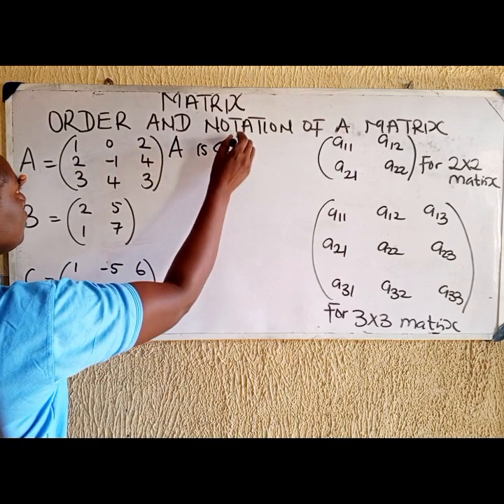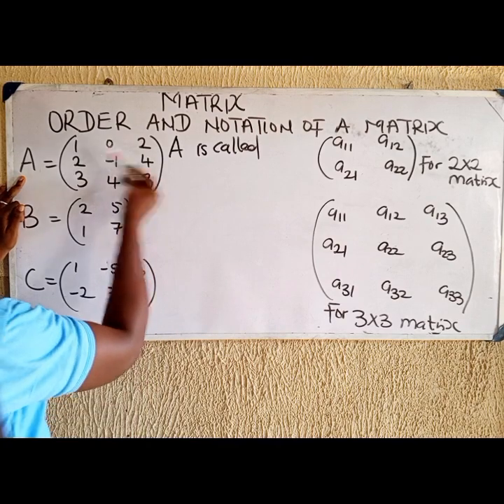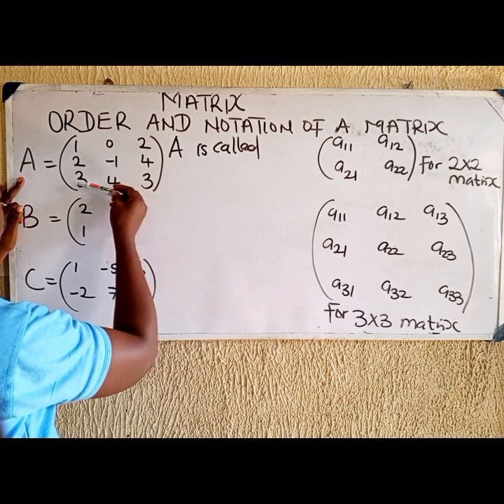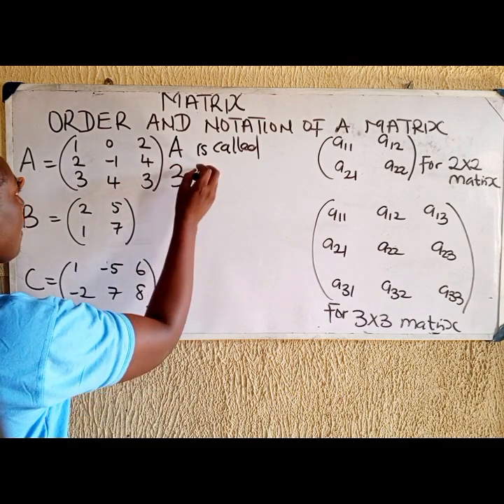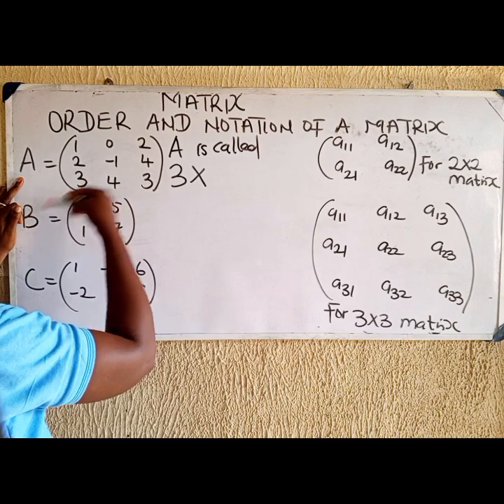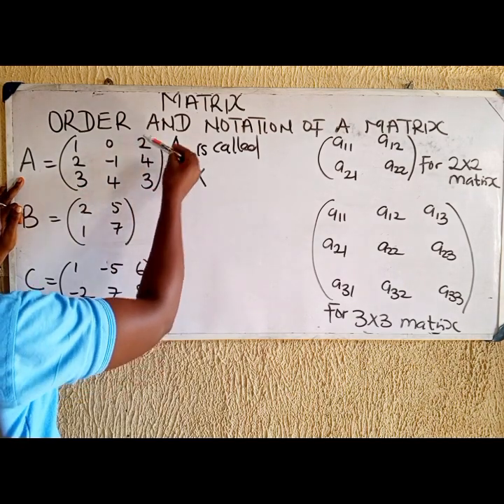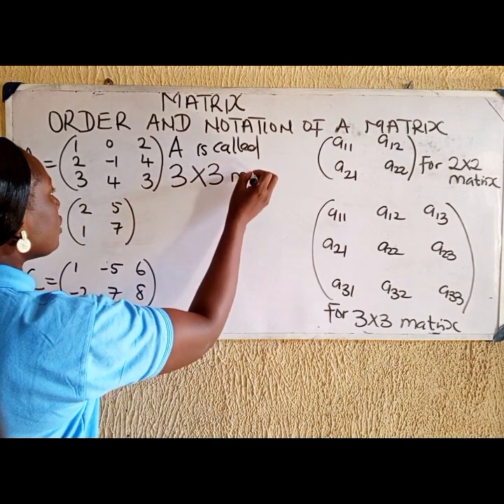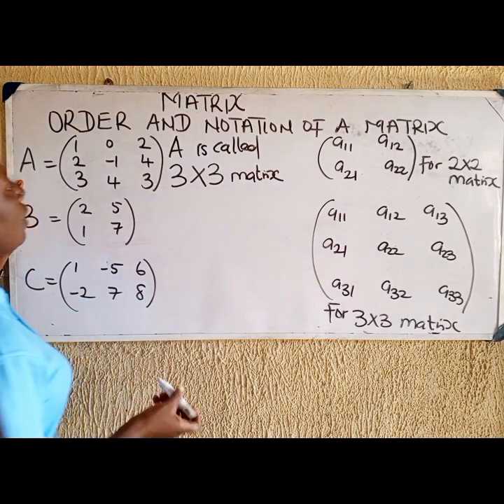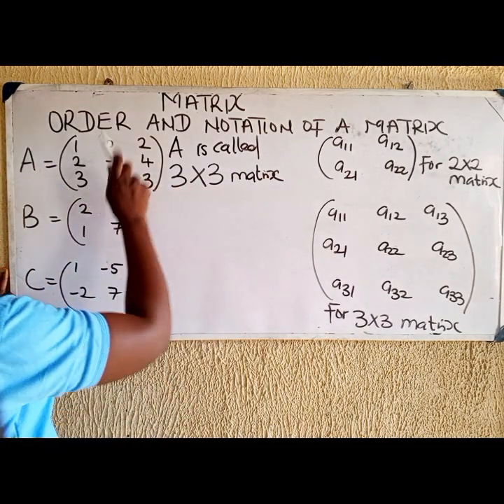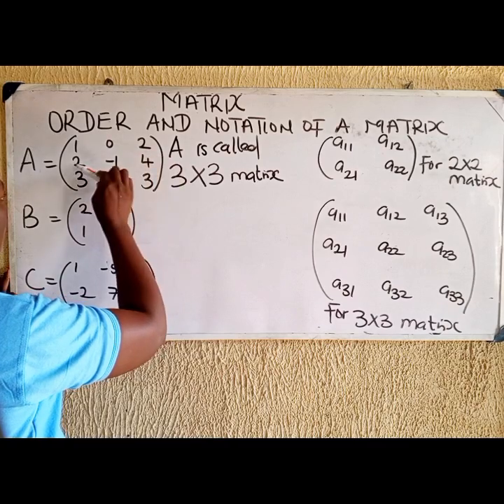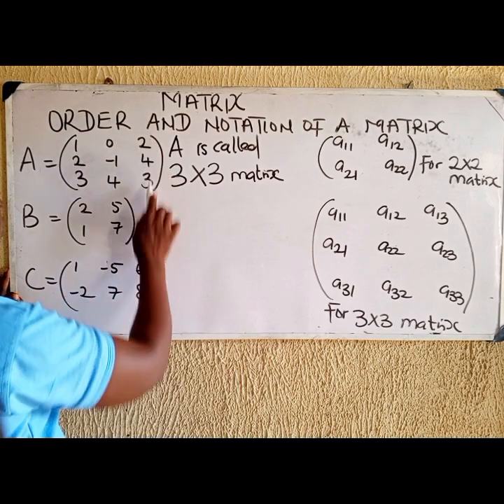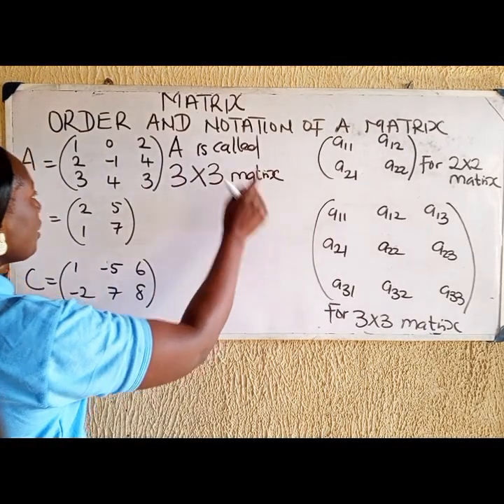Now for A, we count the number of rows. 1, 2, 3. So we write 3 by, let's count how many columns. 1, 2, 3. So A is called a 3 by 3 matrix. We are counting rows first. So 1, 2, 3, which is 3, and columns 1, 2, 3. So we call it a 3 by 3 matrix.